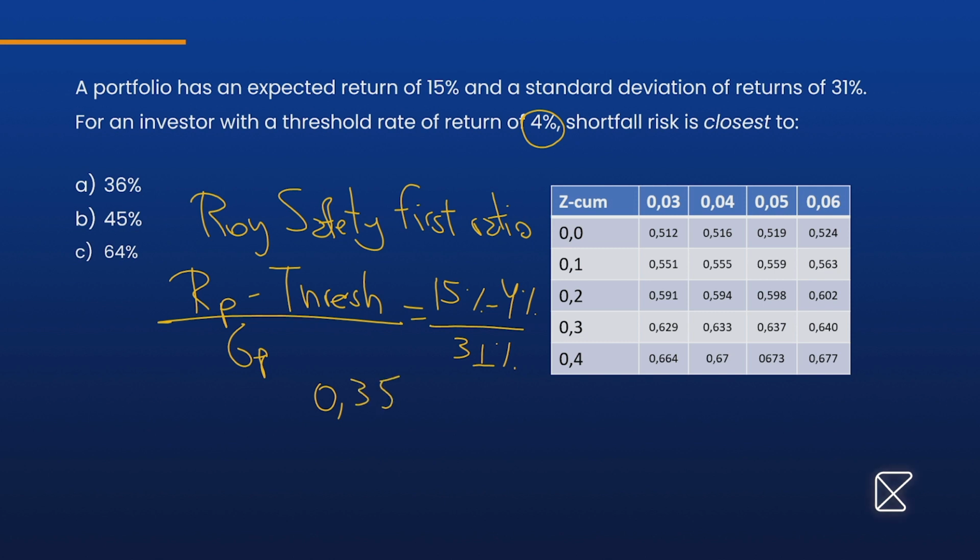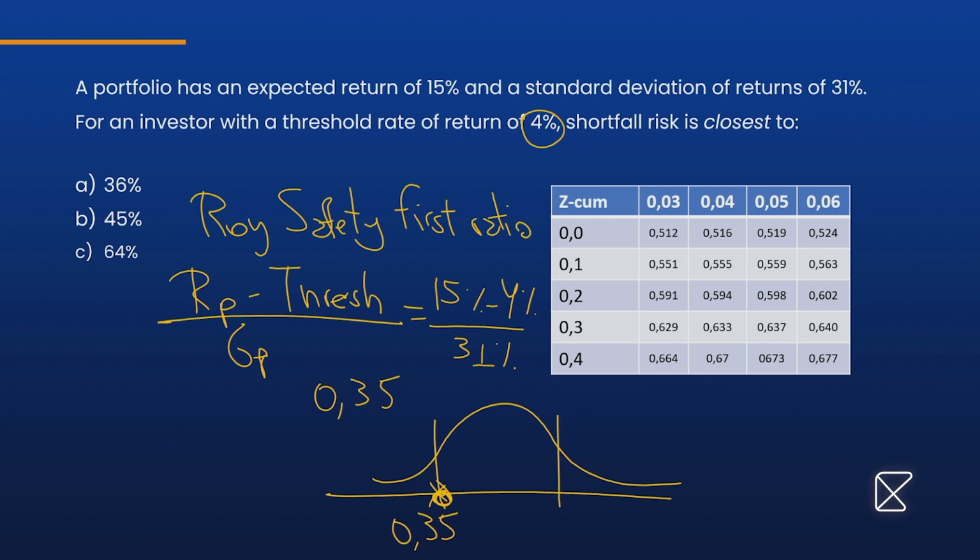Okay, so is that the answer? Should I plug letter A and that's it? No, take it easy, because this number is showing you a probability in the normal distribution. So this is kind of a Z. What is this number, 0.35? What it's telling you is that the minimum return that you want, your 4% threshold, is 0.35 standard deviation to the mean.